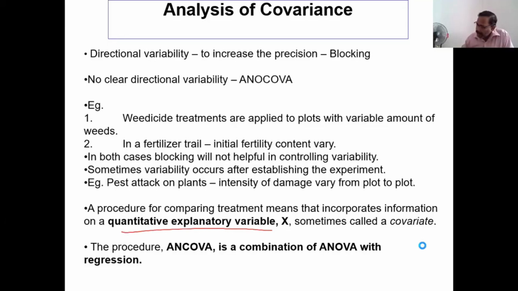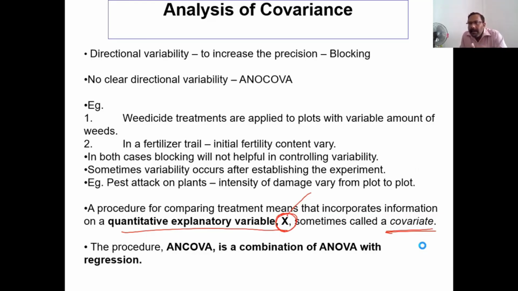Yes, sir. Okay. So this is a quantitative variable, which is an x variable. This X variable is called a covariate. In our three examples, the initial number of weeds in the field before applying the weedicide is called a covariate. So the initial number of weeds is a covariate in our first example.